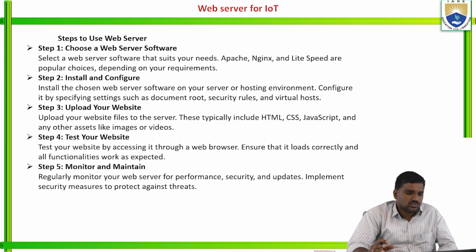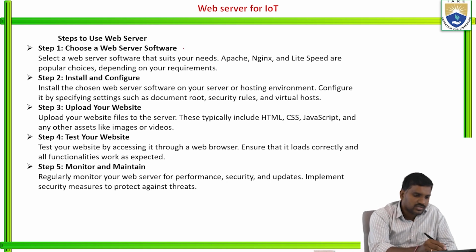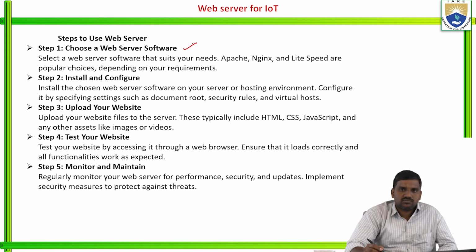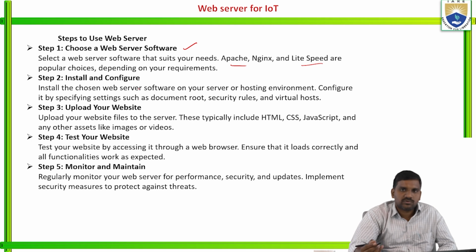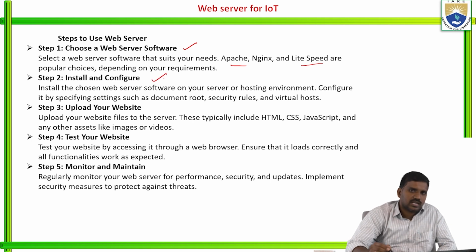Next one, steps to use web server. Here we have a total of 5 steps. The first one, choose a web server software. First you identify which software to use as per our requirement. Select a web server software that suits your need. Apache, Nginx, LiteSpeed are popular choices depending on your requirements. Next, second one, install and configure.